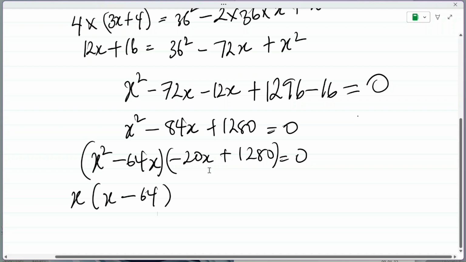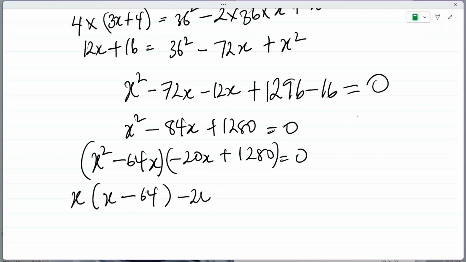Now what is common in these two? 20. You can find 20 in 20 and you can find 20 in 1280. You have to take the highest common factor. 10 can also go in both of them, 2 can also go in both of them, but you have to take the highest common factor, which is 20. You're not just taking the 20, you're taking it with the negative. So what is in the second bracket will be the same thing as x minus 64.